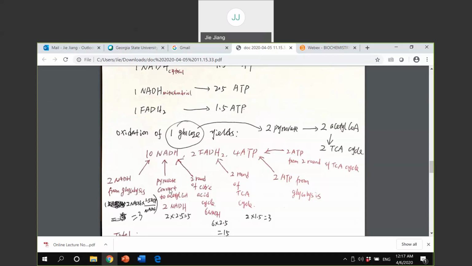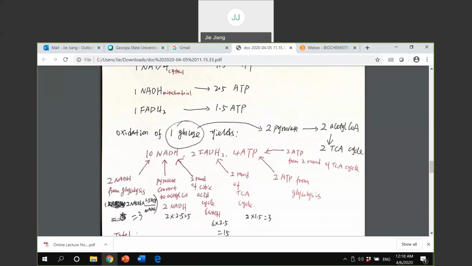So when pyruvate converts to acetyl-CoA, each pyruvate will generate one NADH. But remember, we have two pyruvate from one glucose, so overall you should have two NADH. And you got two pyruvates, so two acetyl-CoA. Each acetyl-CoA will enter a citric acid cycle, so you're going to enter two rounds of citric acid cycle.